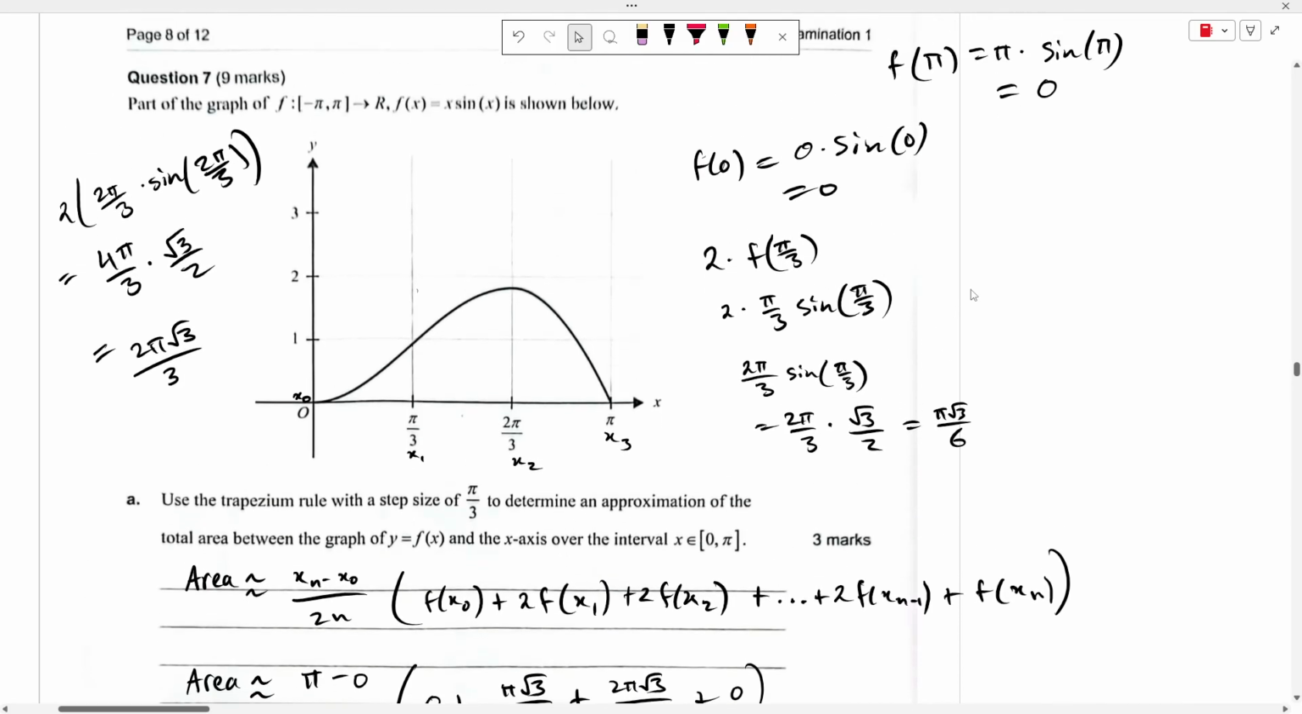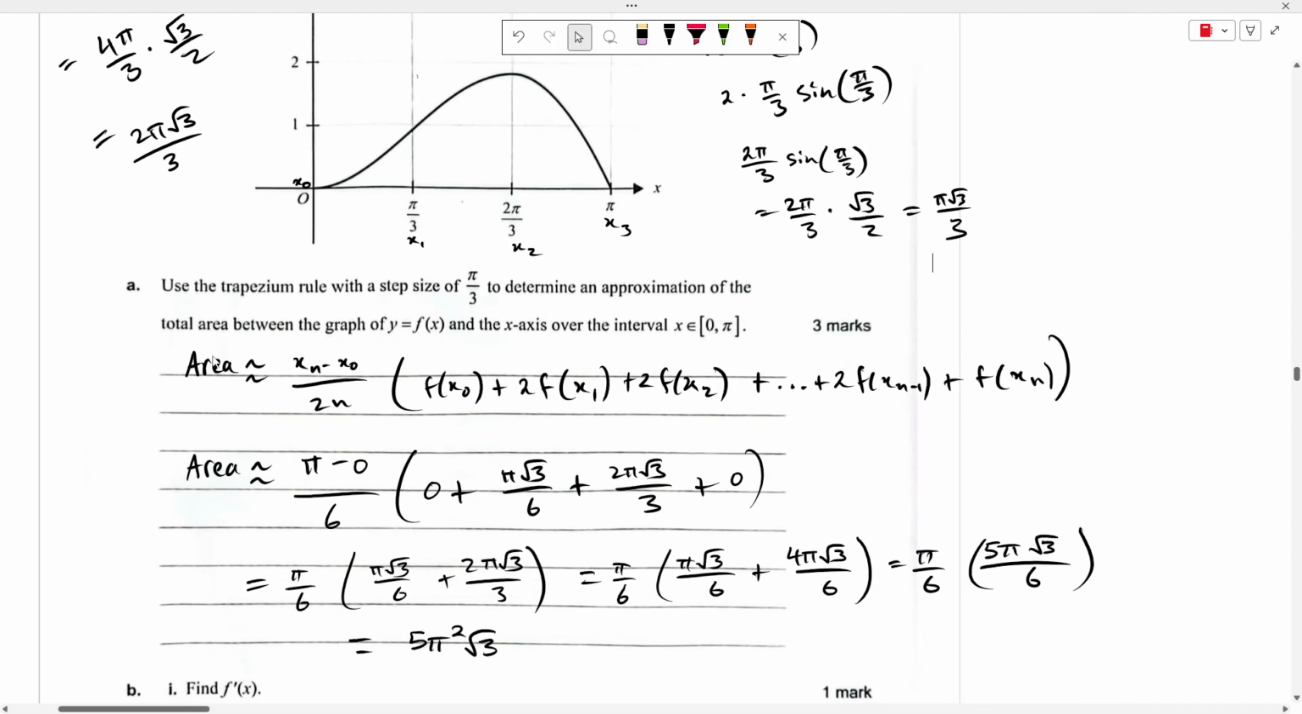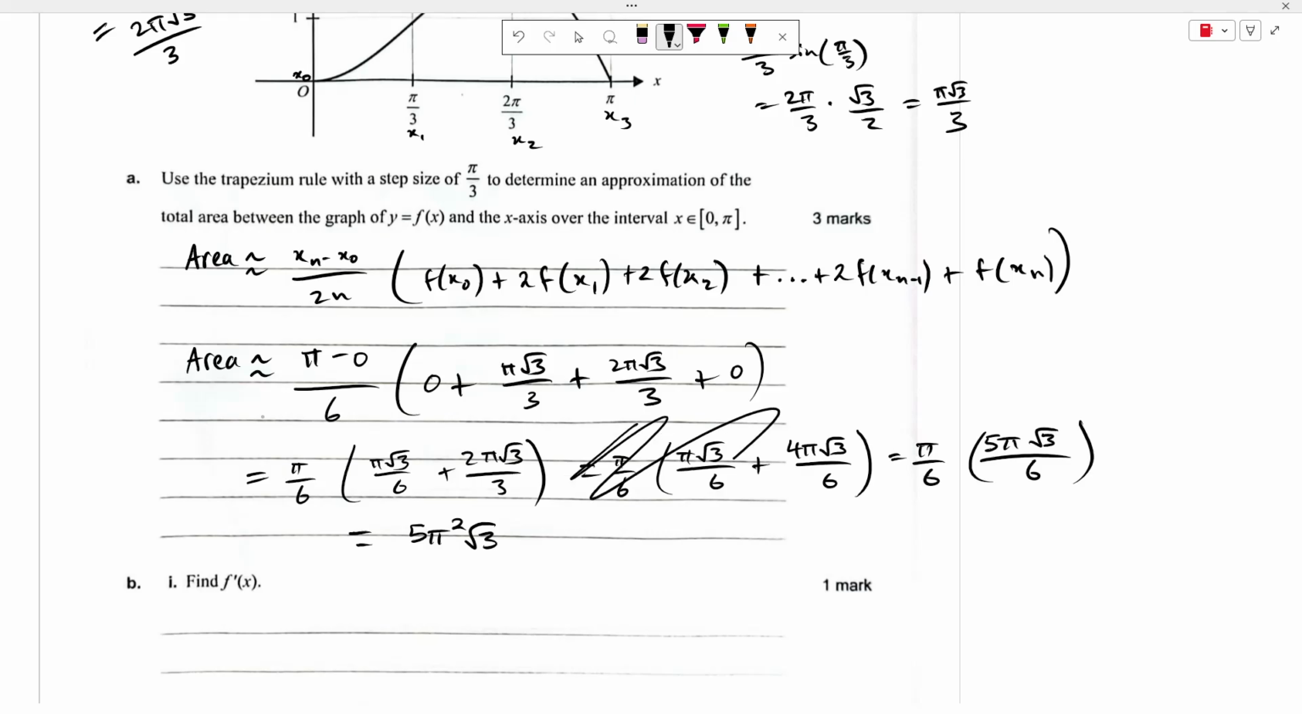Right, so let's just make sure we did everything correctly. So 2 times pi on 3 times sine of pi on 3, 2 pi on 3 times root 3 on 2. That's pi root 3, that's pi root 3 on 3. Okay, there we go. Sorry about that, guys. So that's pi root 3 on 3. Because these 2's would cancel. Right, let's make sure this one is also correct. Okay, so that's going to be pi root 3 on 3. So let's get rid of all this.